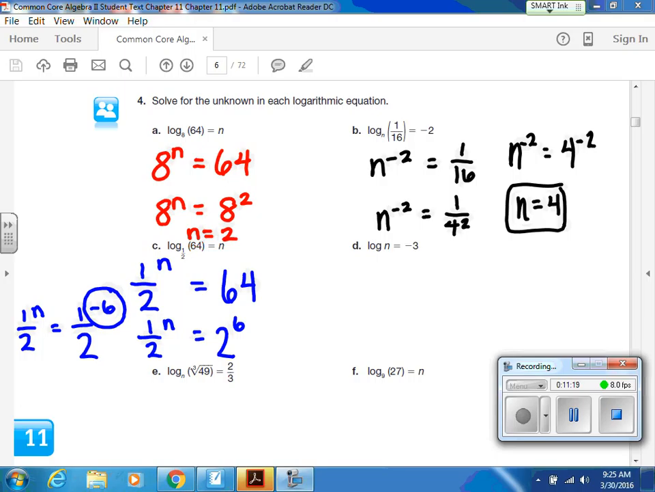Alright, let's look at the next one. Alright, what is this one going to look like? Oh, that one's easy. Let's just do 1 over 1, 2, 3 equals n. That one's just new math.